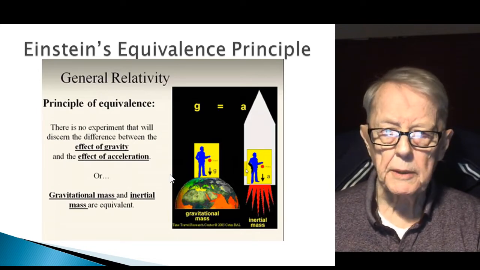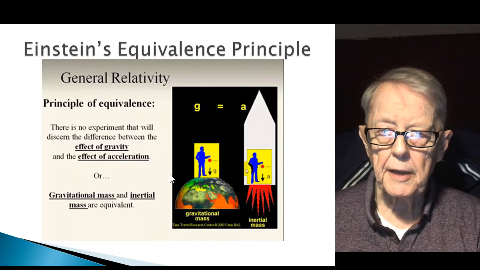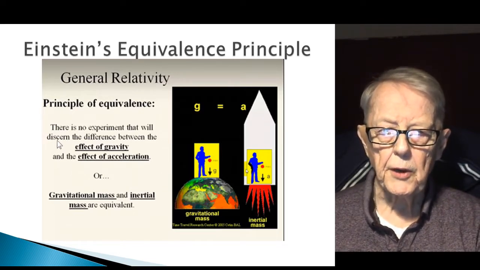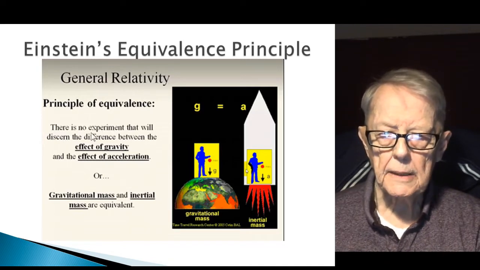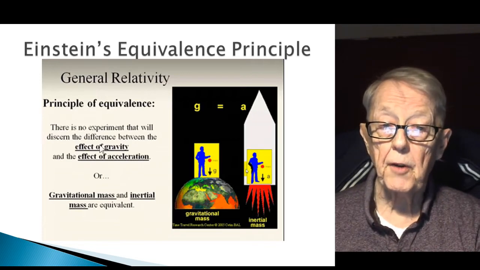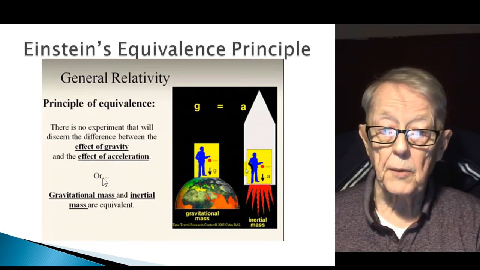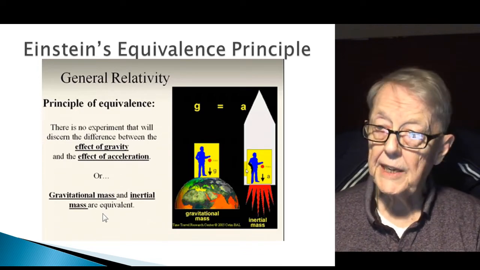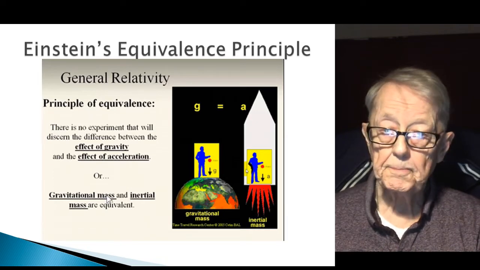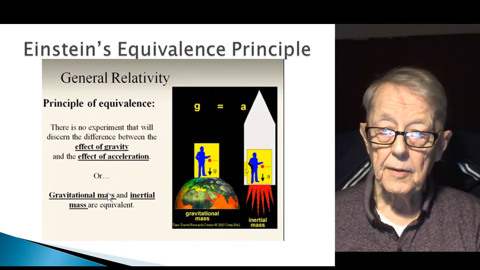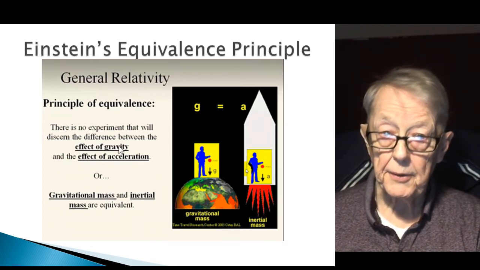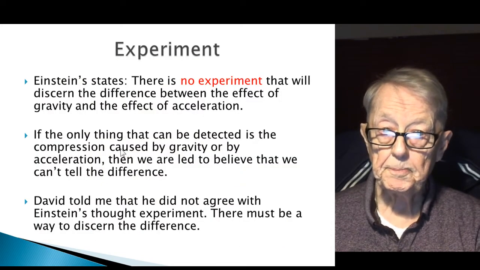Einstein's equivalence principle. This is a thought experiment that Einstein gave us, and it goes this way. There is no experiment, he emphasized that, no experiment that will discern the difference between the effect of gravity and the effect of acceleration, or, to say it another way, gravitational mass and inertial mass are equivalent. That's what he says. Personally I'm not objecting to the statement except up here where he says there is no experiment.